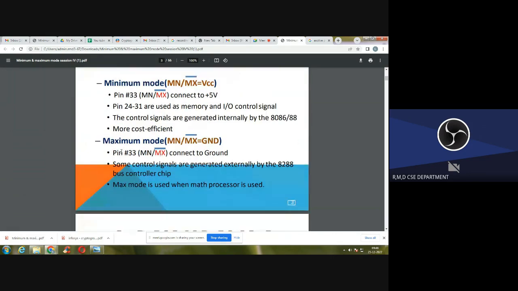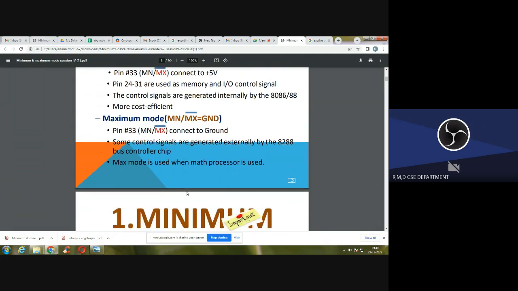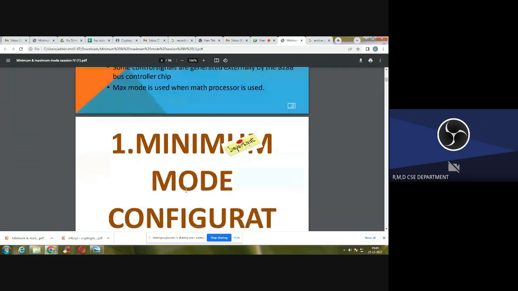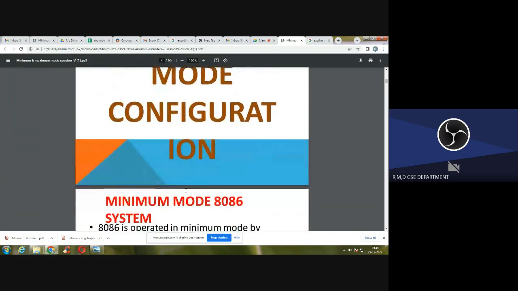Now we discuss the description of the maximum mode. In the maximum mode, MN/MX is connected to the ground. The same pin number 33 is connected to the ground, and some control signals are generated externally by the 8288 bus controller chip. The maximum mode is used when a math processor is used. Okay, first we discuss the minimum mode configuration.